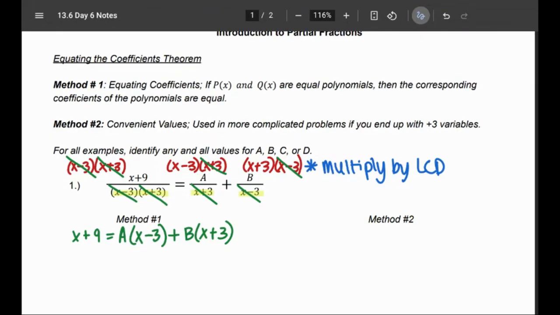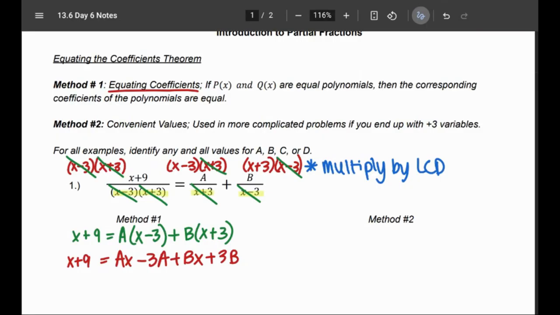For method number 1, my plan is to equate the coefficients. And that means that any coefficients of x, x squared, a constant, x cubed, whatever terms I happen to have, I'm going to set them equal on both sides. So first step would be to distribute the a. So I'm going to write this as ax minus 3a plus bx plus 3b. And on the left side, all I'm going to do is bring down the x plus 9.